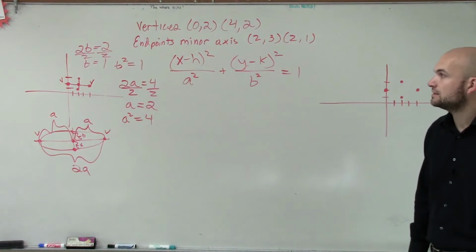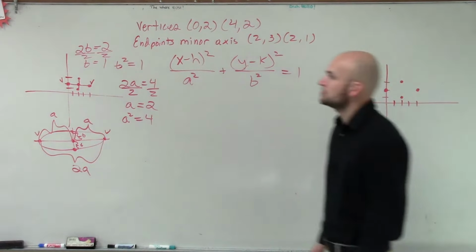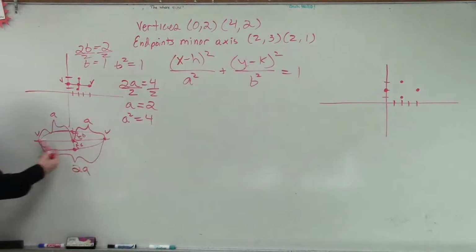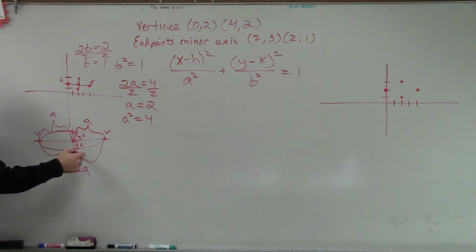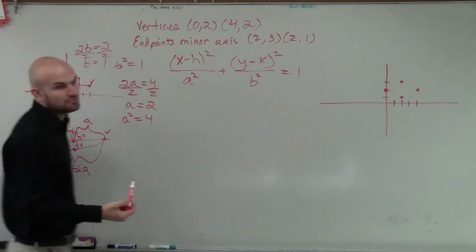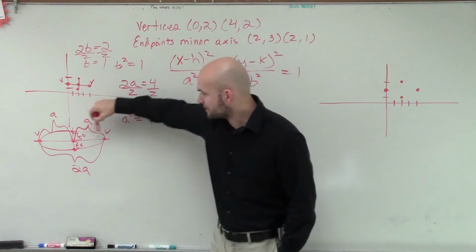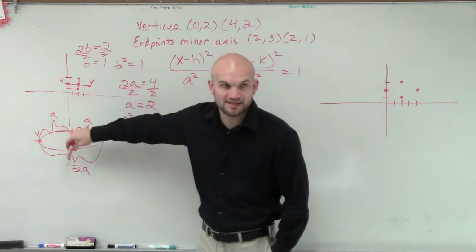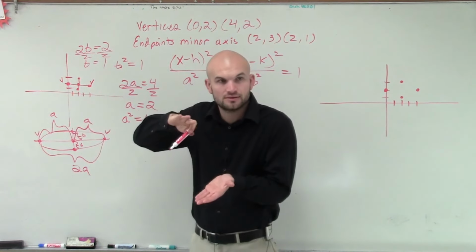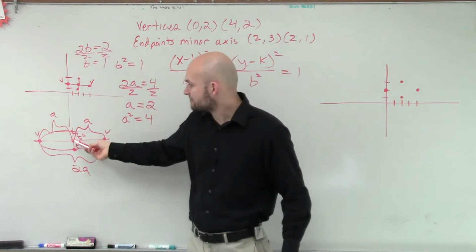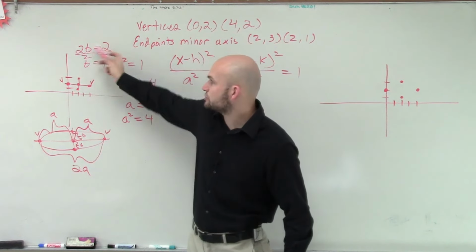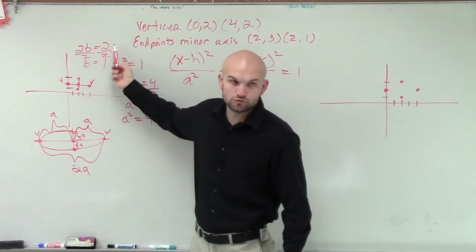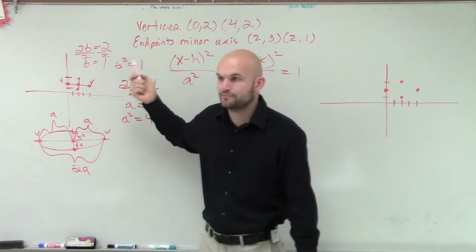Can you do b again? So we figured out A was the distance from here to here. B is the distance from here to here, the minor axis. So B is on your minor axis, the smaller axis. If A is from here to here, B is from here to here. Since from here to here is 1, and from here to here is 1, 2B, which is double the distance, is equal to 2, so therefore B equals 1.